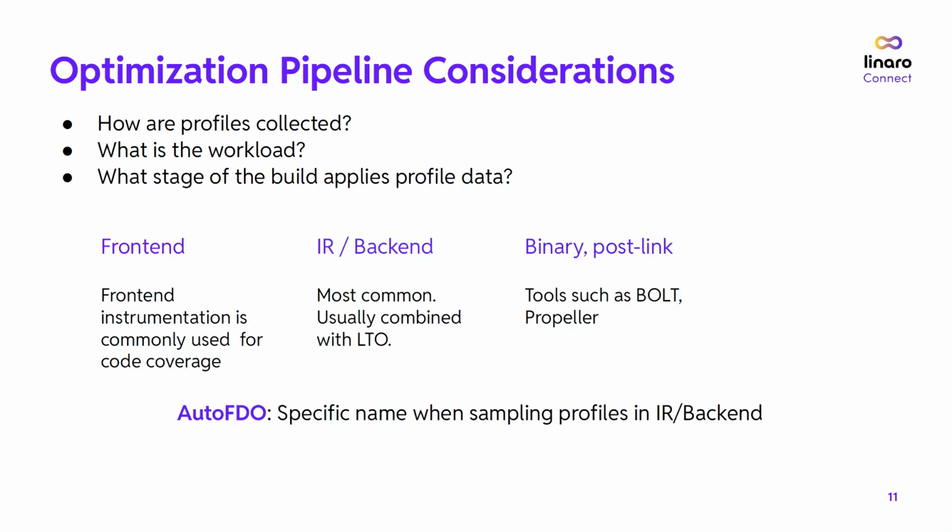The third aspect to consider is at what stage of the compilation profiles are applied. It could be done on the front end in the AST, or in the back end in the IR, or it can also be done on the actual binary produced after linking. Front-end instrumentation is commonly used for source code coverage and not for performance uses. By far, the most commonly applied techniques are on the IR and the backend. And like I mentioned earlier, combined with LTO, they get amplified performance improvement.